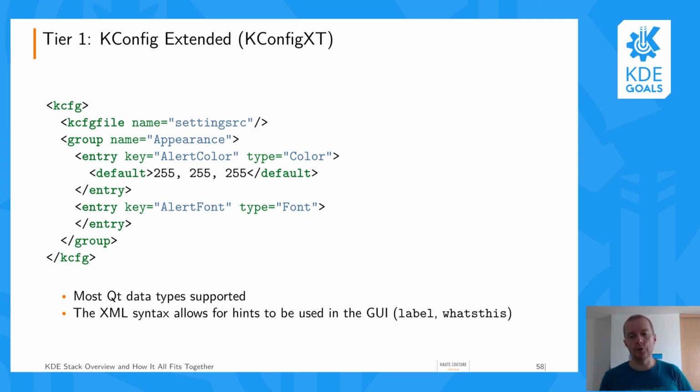One which is alert color, which is a type color, which has this default. Another one which has basically no default, which is called alert font, and which is a font. Okay, and so from that code, we have a tool which is KConfig compiler, which will generate C++ code which models that configuration for your application.